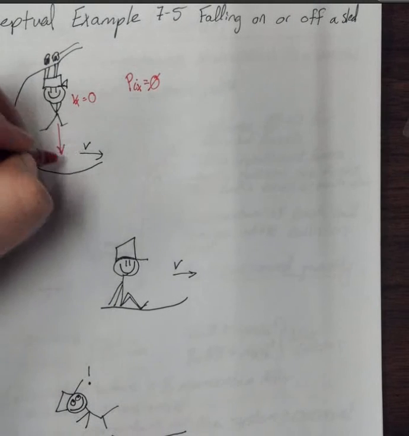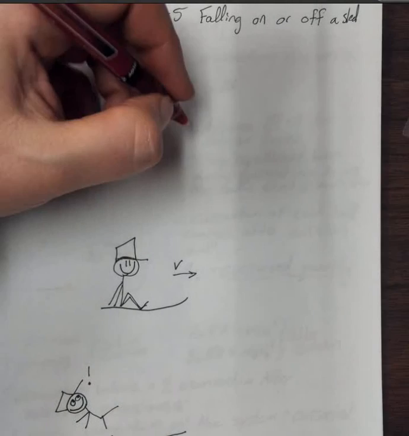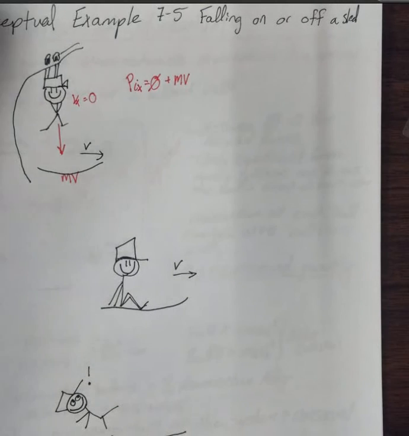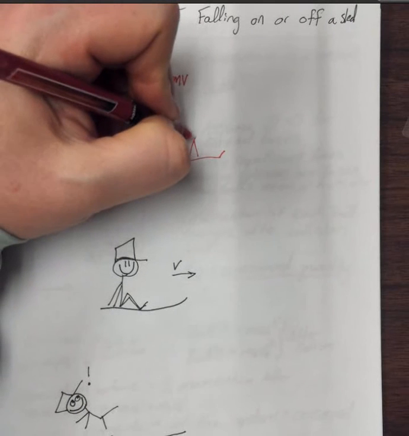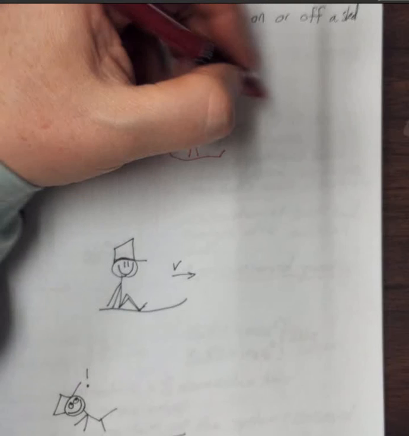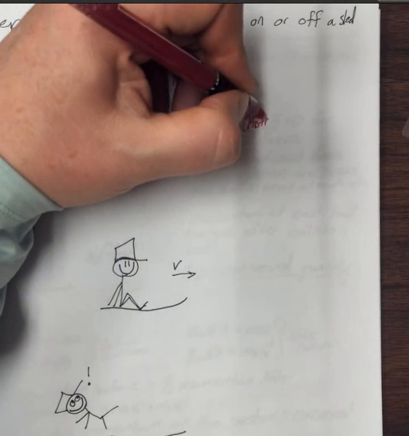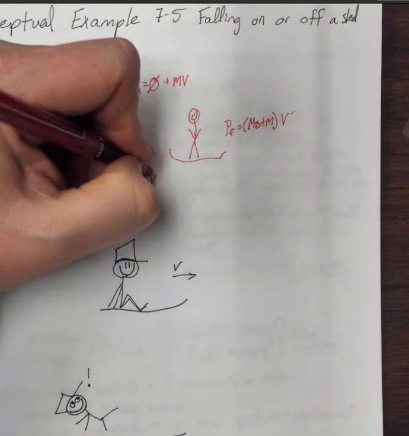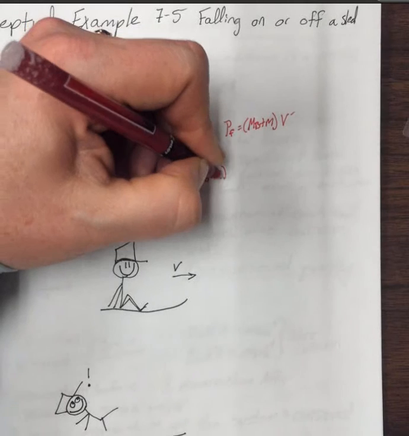But the initial momentum of the sled is the mass of the sled times the velocity of the sled. So the initial momentum is going to be 0 plus mv. The final momentum should then be equal to Benny on the sled. In other words, the final momentum is going to be equal to the mass of Benny plus the mass of the sled times the final velocity. So we set those two equal to each other. mv equals (m_b plus m) v prime.